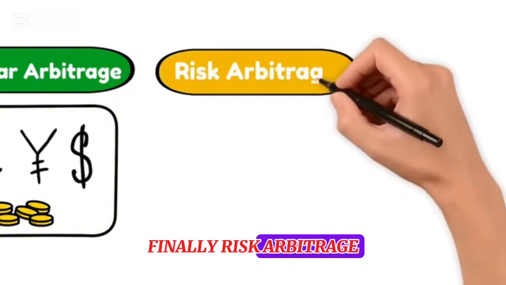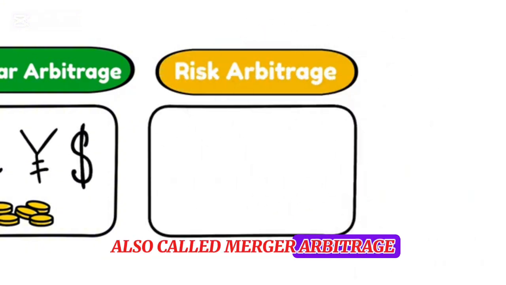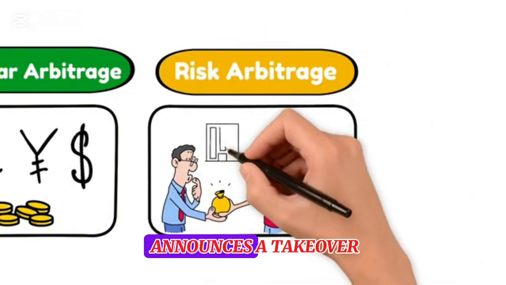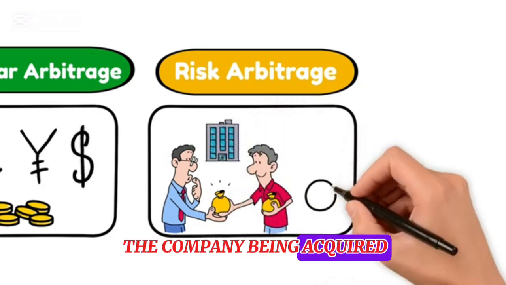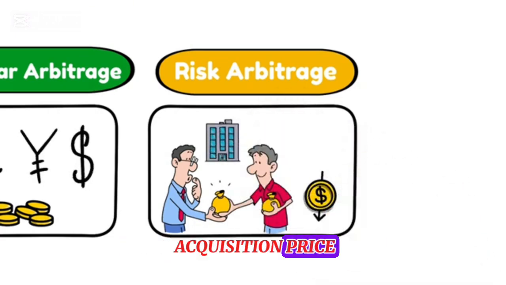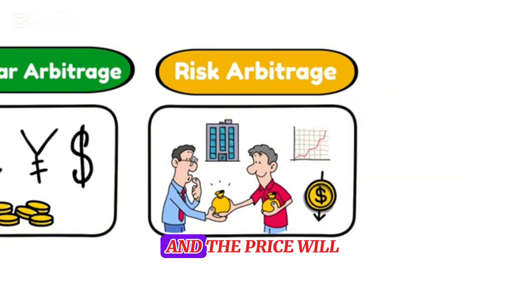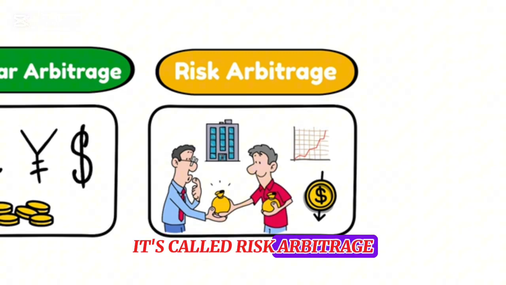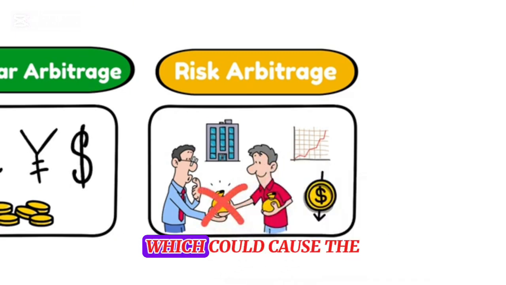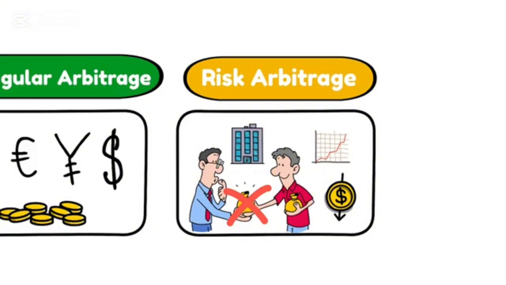Finally, risk arbitrage, also called merger arbitrage, happens when a company announces a takeover. Usually, the stock of the company being acquired trades slightly below the acquisition price. Traders buy that stock, betting the deal will go through and the price will reach the acquisition level. It's called risk arbitrage because the deal might fail, which could cause the stock to drop.